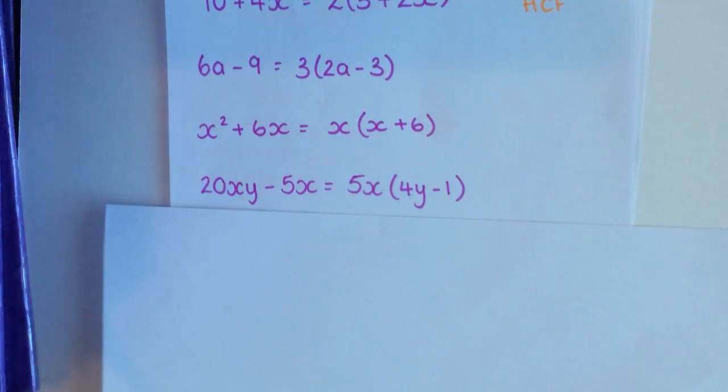20xy minus 5x. What is common between both? I can take out a factor of 5 from both 20 and 5, so that can go outside the bracket. Are there any letters that are common? Yes, I've got an x common in both, so I can take that outside my bracket as well.